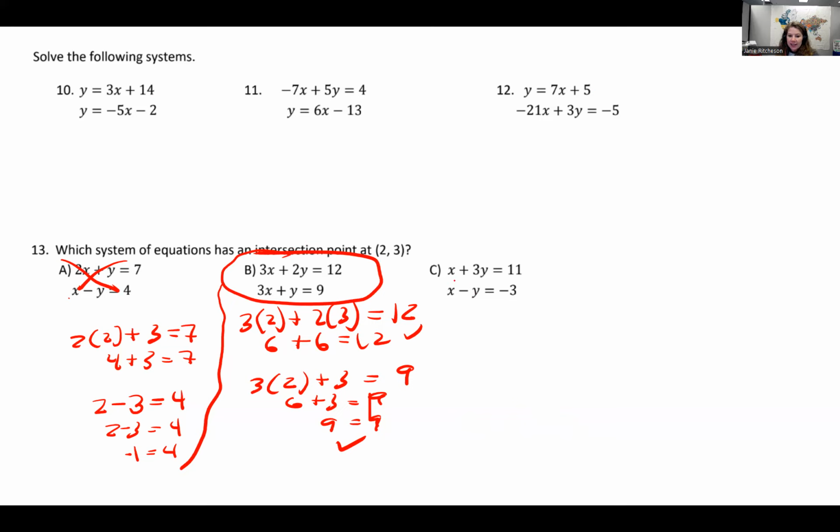Just looking quickly at the second one for C, if I plug in 2 minus 3, 2 minus 3 is not negative 3, it's negative 1. So I can see why C is not going to work either.